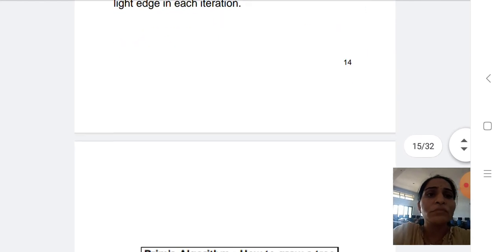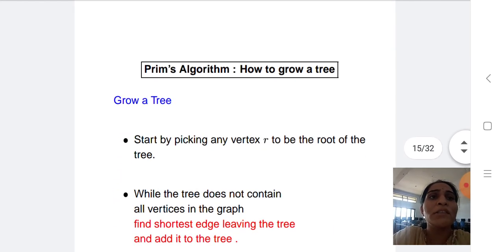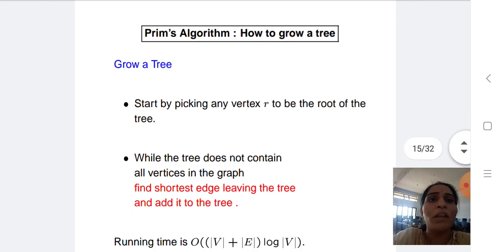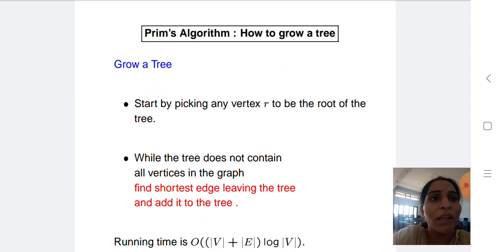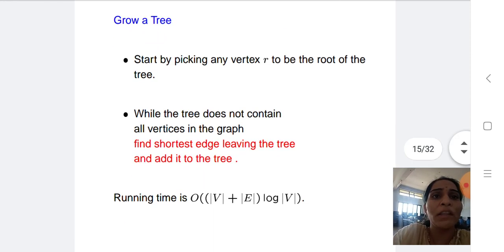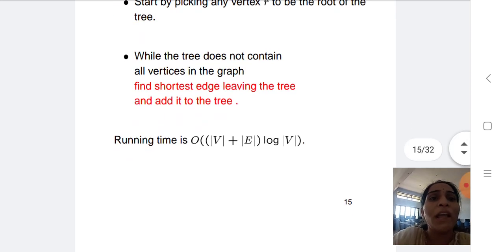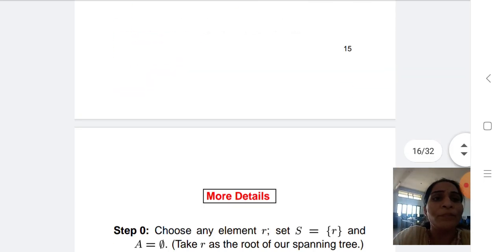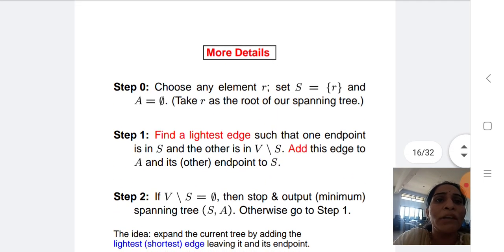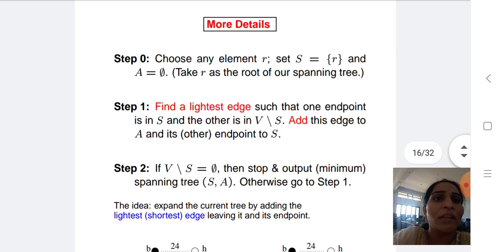Now, Prim's algorithm is how to grow a tree. Grow a tree, start by picking any vertex R to be the root of the tree. While the tree does not contain all vertices in the graph, find the shortest edge leaving the tree and add it into the tree. Running time is O(|V| + |E| log |V|). That is the time. Now, more detail, the definition and steps are given here.